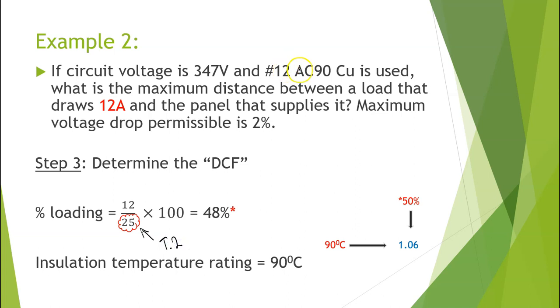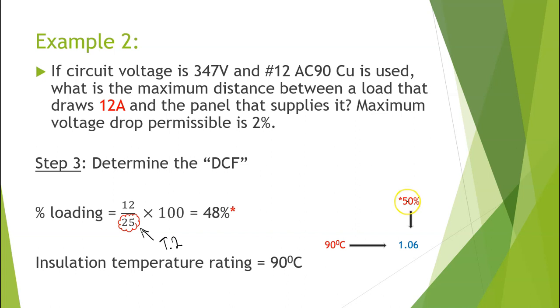Again, we're running number 12 AC90 copper, and so we would be getting our ampacity for these conductors out of table 2. We'd be using the 75-degree column because this video is based around the assumption that all of the equipment would be termination temperature rated for 75 degrees. And so when I compare my 12 amps to my maximum allowable of 25 amps on the number 12, I get 48% loading.